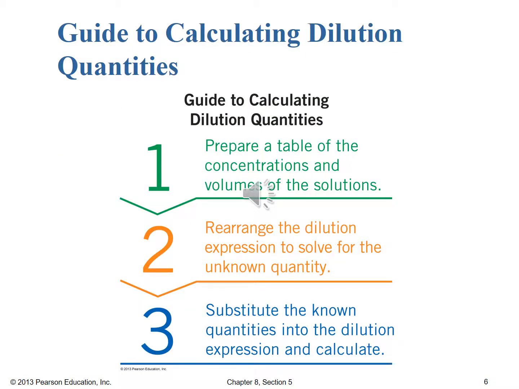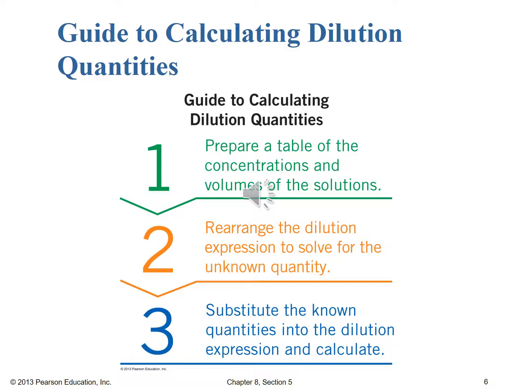So I'm sure you've gotten used to this. After we talk about a calculation, then commonly we follow up with a guide. So here's our guide to calculating dilution quantities. So first we prepare a table of concentrations and volumes of the solution, so the starting and the final. Then we have to rearrange the dilution expression to solve for the unknown quantity.